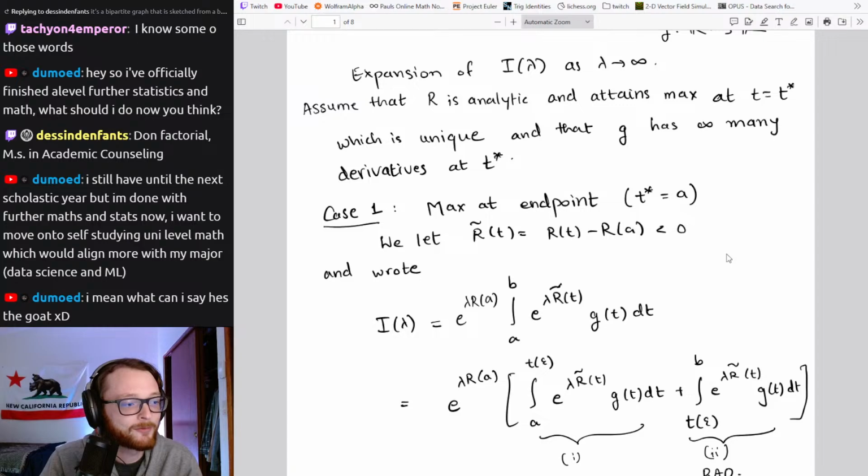I'm done with further maths and stats now. I want to move on to self-studying uni level math, which should align more with my major, data science and machine learning. Ooh, okay, that's good information. So you're self-studying, and you want it to align with your major, which is data science and machine learning.